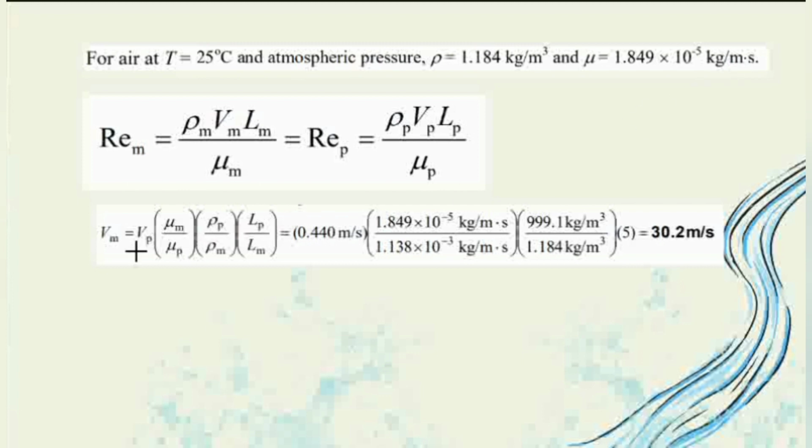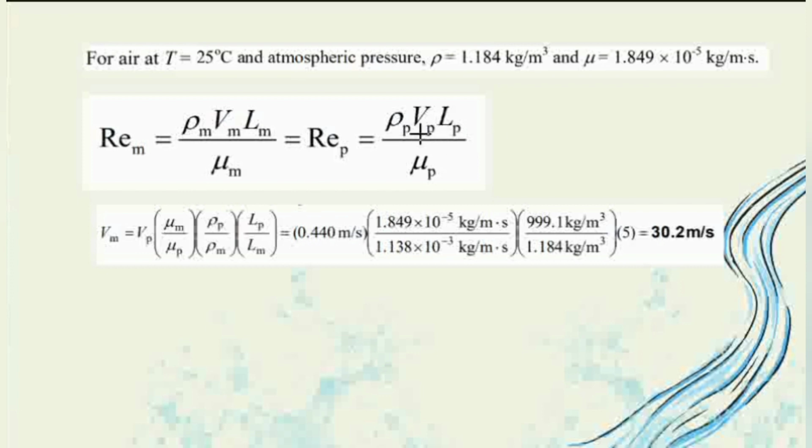In our analysis, similarity is achieved when the Reynolds number of the model is equal to that of the prototype. The Reynolds number is equal to the density times velocity times the length divided by the mu. So we have this equal to the Reynolds number of the prototype, density times velocity times length over mu p. This is our equation 1.